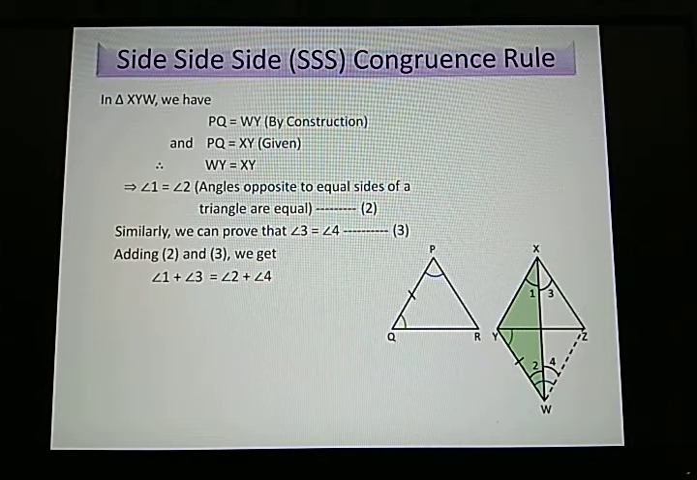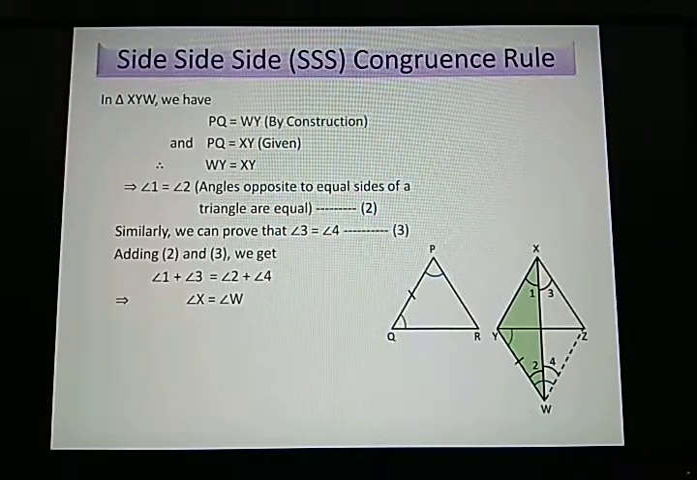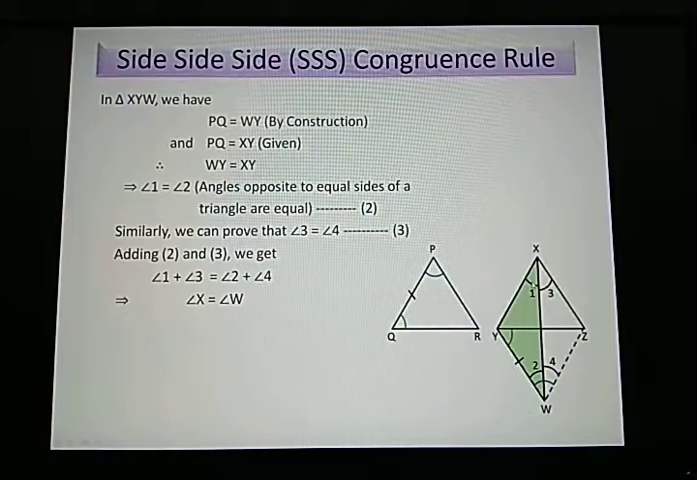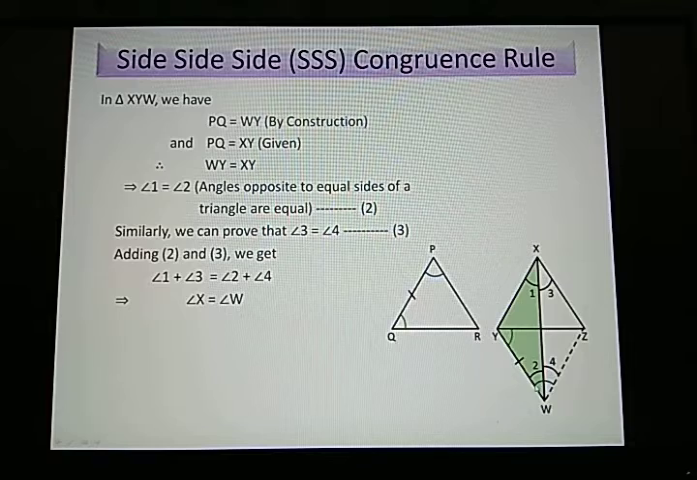So what is angle 1 plus angle 3? That is nothing but angle X, as you can see here in the figure. Angle 1 plus angle 3 is what? Angle X. Similarly, angle 2 plus angle 4 is what? Angle W.